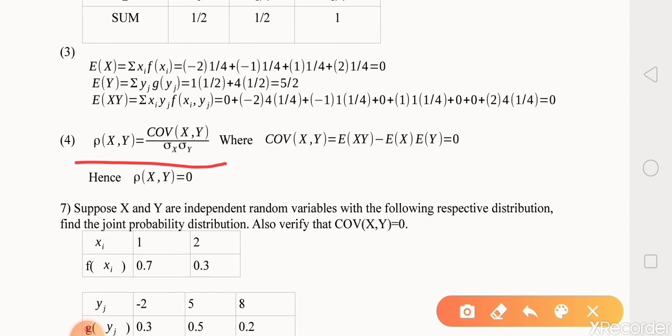Here, note that covariance of x comma y is given by expectation of xy minus expectation of x into expectation of y. Since expectation of x is 0 and expectation of xy is 0, covariance is 0 and hence rho is found to be 0. You need not calculate the value of standard deviation of x and standard deviation of y.